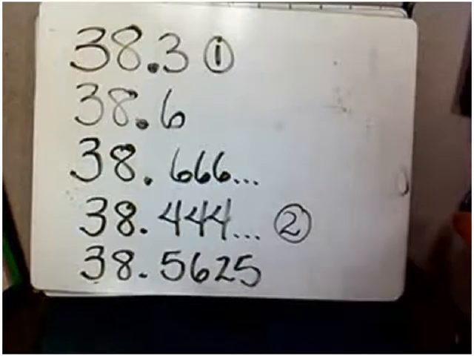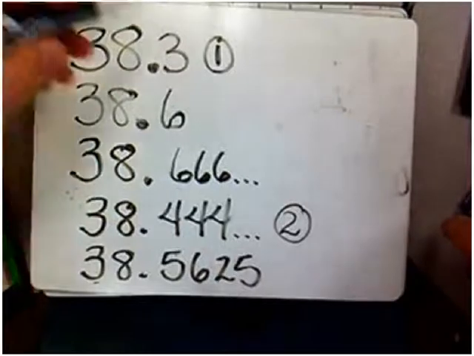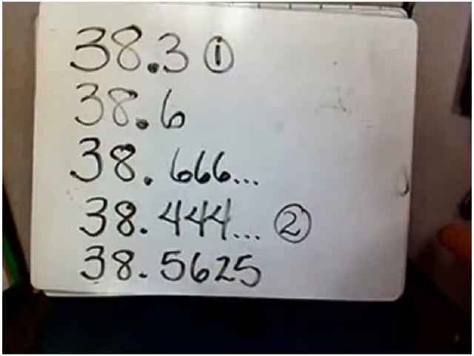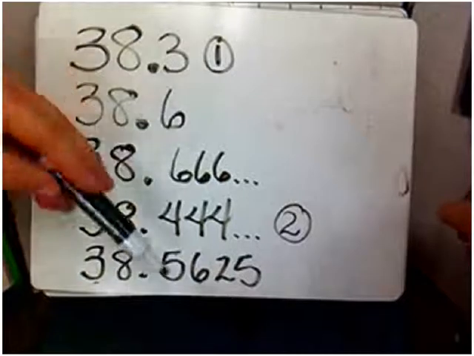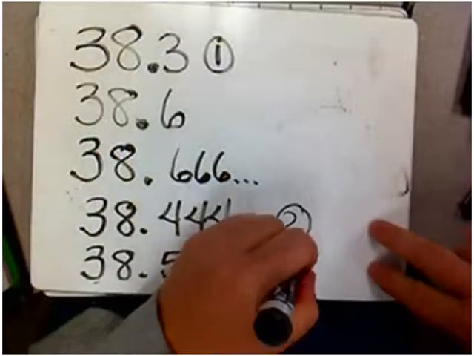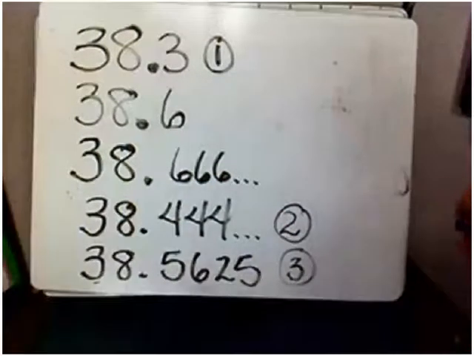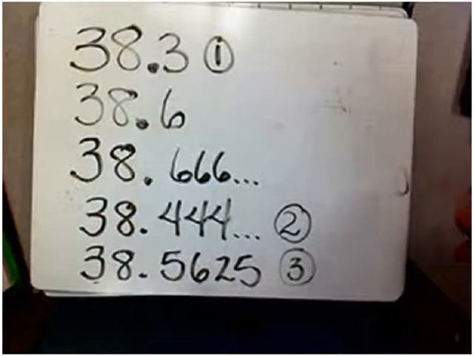Look at your list. What's the next one on your list? When you look at the tenths place, we had a 3, we had a 4. What's left in the tenths place on our two numbers? We have a 6 and a 6 and a 5. 38.5625. That's our 9/16 one. That's the next one. See that? There's a 5. 5 is smaller than 6.